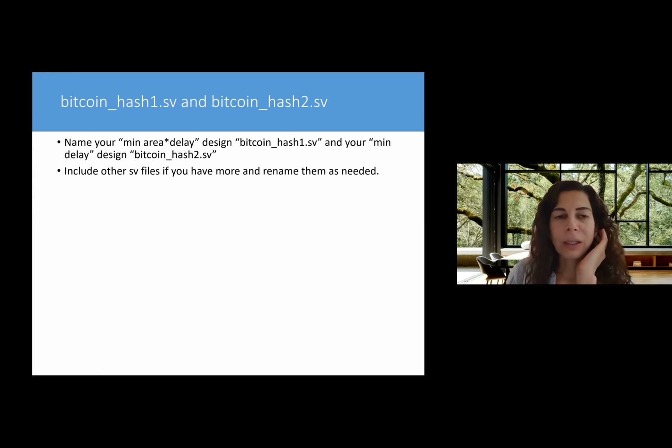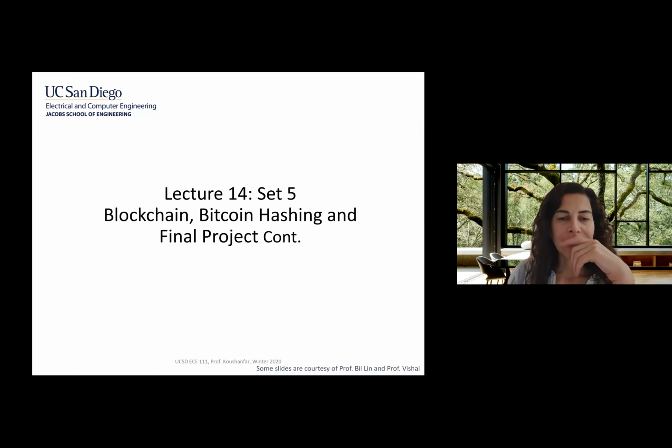And then the minimum area delay design, we're going to call #1, and the minimum delay design, we're going to call #2. If you have more names, more files, you just add them and rename them as needed.